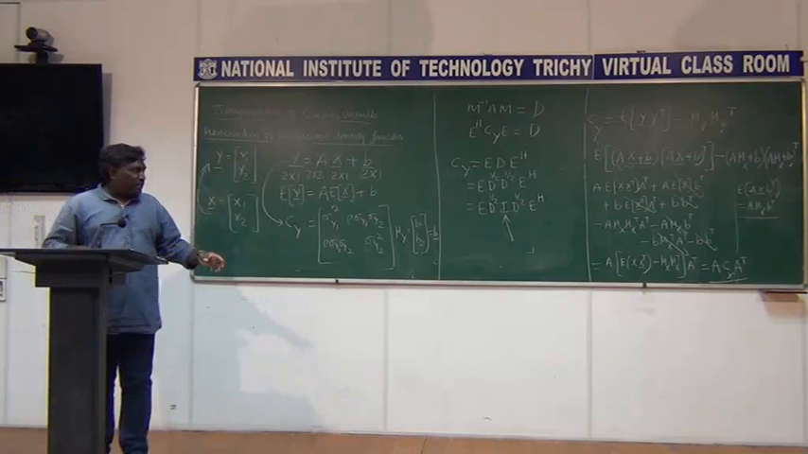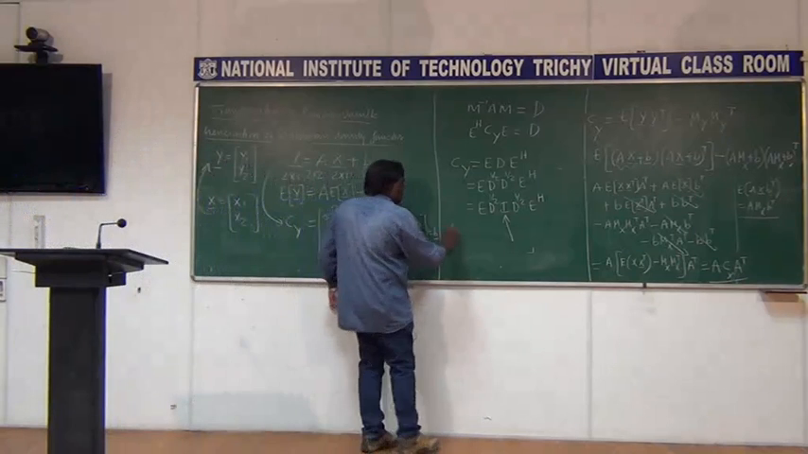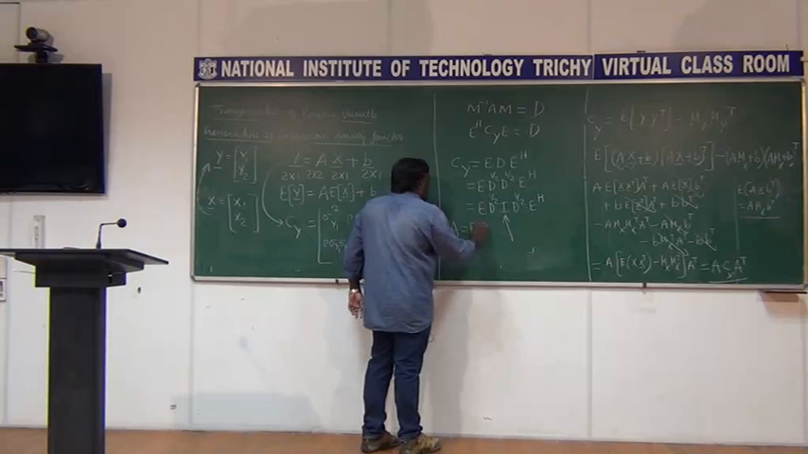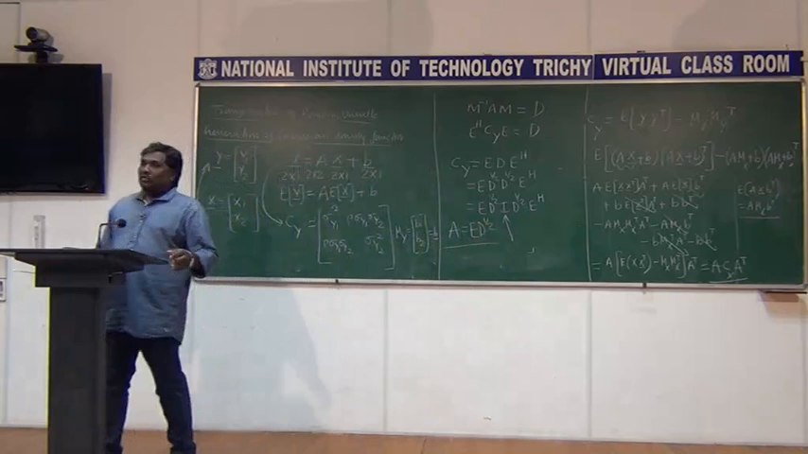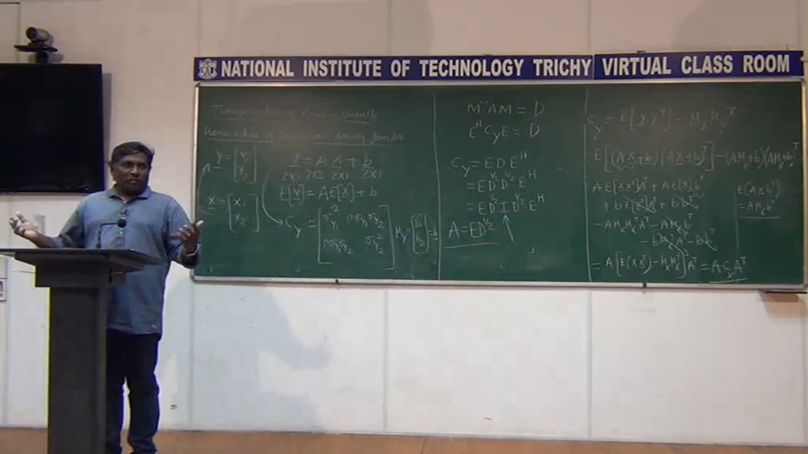So what is the step? It's very simple. Now I'll write the steps. A equals E D power of half. That is the answer. So what is the step? Let me summarize.